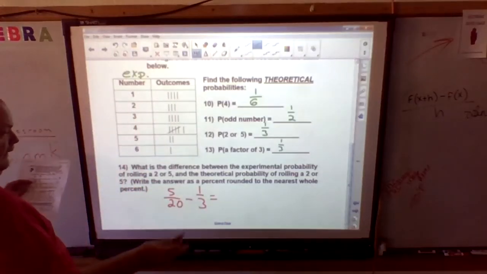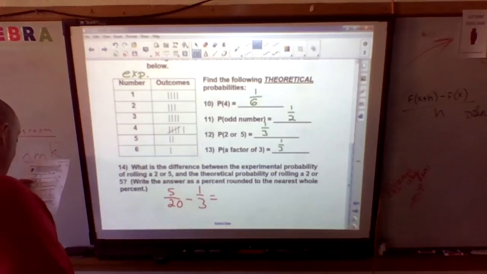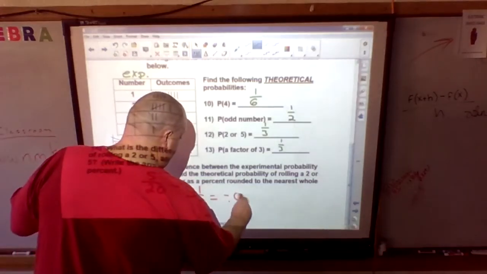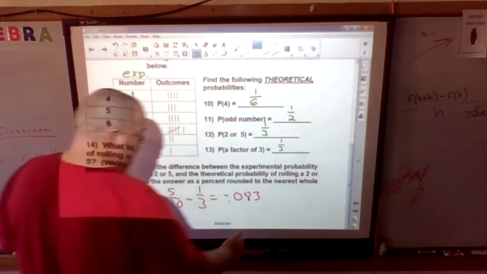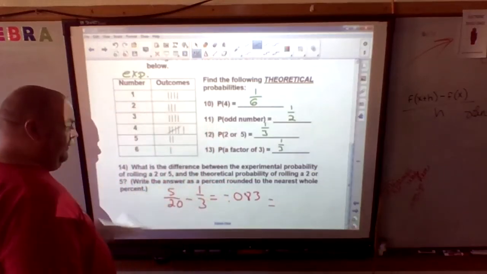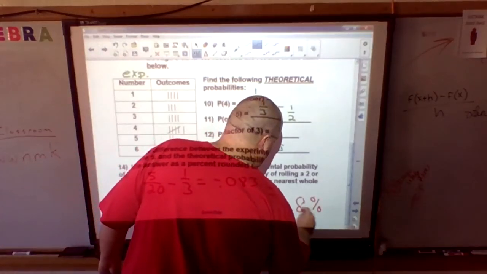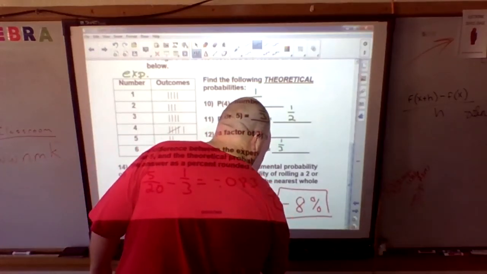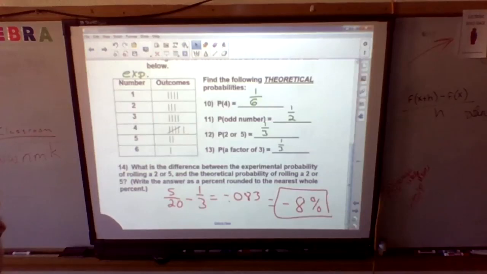And go ahead and take that to a decimal because we have to change that to a percent. So you get negative 83 hundredths roughly. And rounded to the nearest whole percent, you should have negative 8%. Okay, so you should have negative 8% there whenever you get your answer.